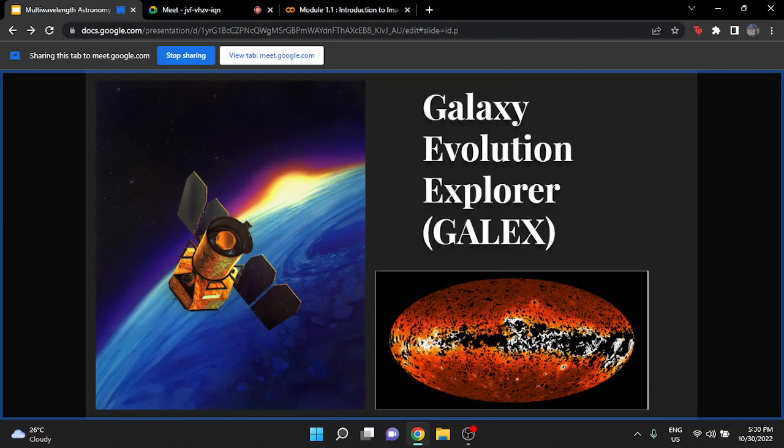So next is the Galaxy Evolution Explorer, which stands for GALEX, and it looks at the UV part of the sky, and it mainly has two bands, the NUV band and the FUV band. GALEX actually does not have that great a resolution, but it did have an all-sky survey, which allowed us to look at a lot of UV counterparts of the optical galaxies and the optical phenomena that you see.